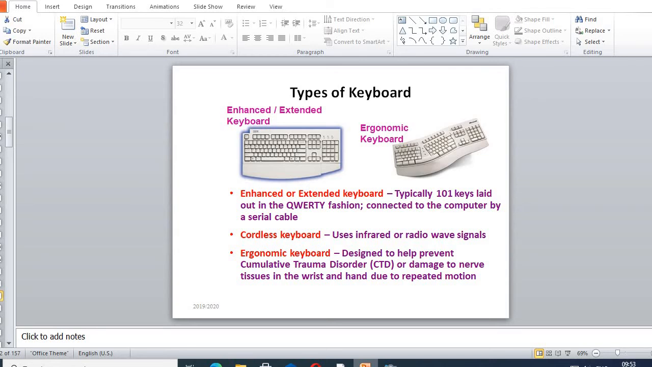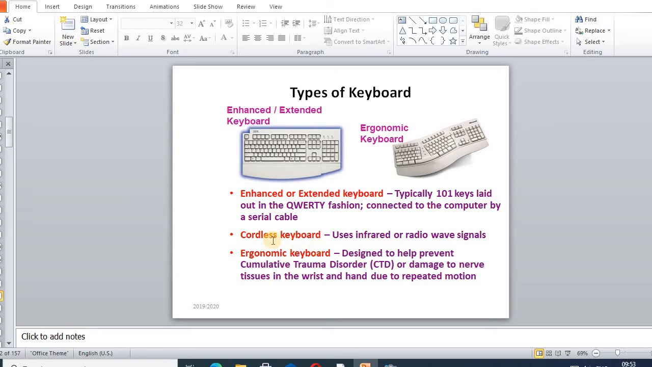We shall also look at them down here. Now we have what I call cordless keyboards. They use infrared or radio wave signals. These are the ones that are wireless, but they use infrared. Remember, infrared does not penetrate through a wall. They must be near the source. It's like having a wireless mouse. Some of you, I know you are using them.